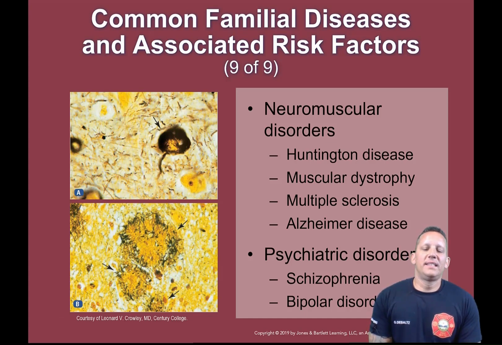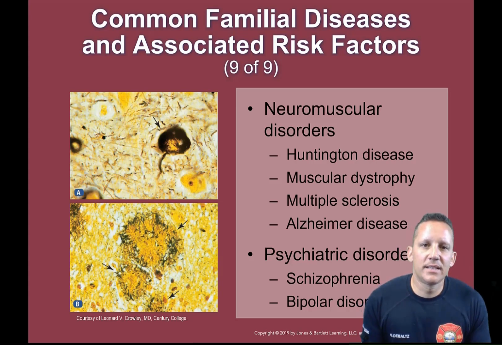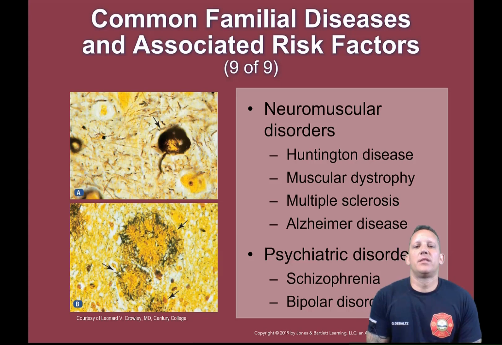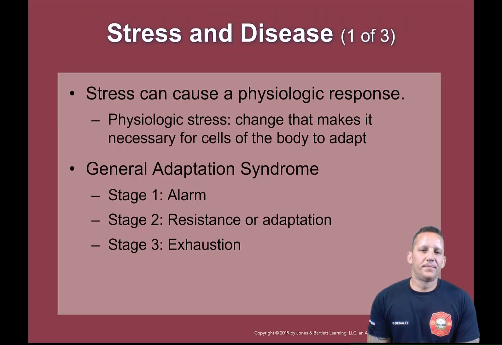Neuromuscular disorders: Huntington's disease, muscular dystrophy. Some more familial diseases, and this would be the neuromuscular disorders: Huntington's disease, muscular dystrophy, multiple sclerosis, and Alzheimer's disease. Psychiatric disorders being schizophrenia and bipolar disorder. These are thought to be something that is hereditary.